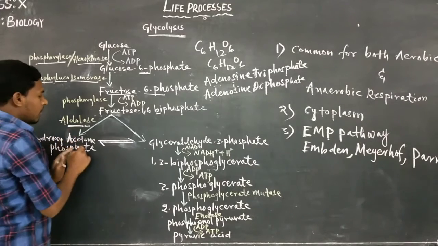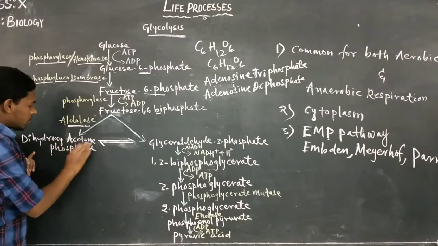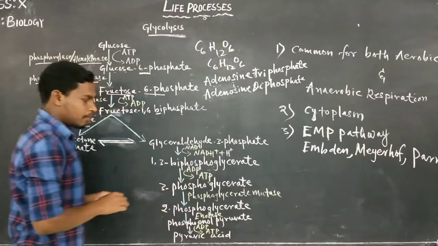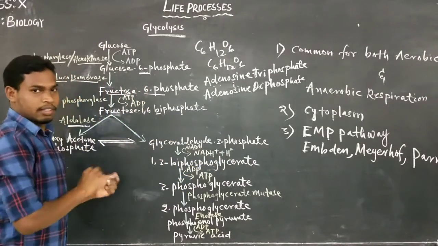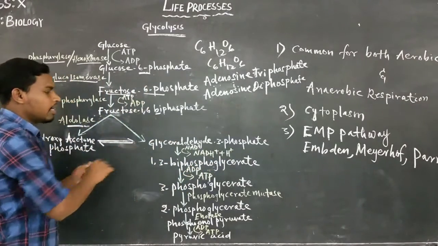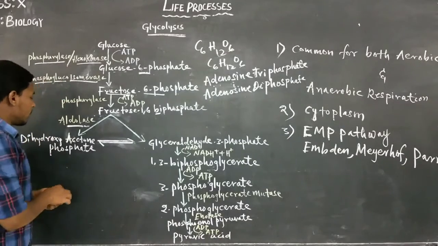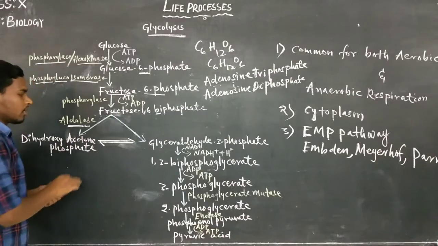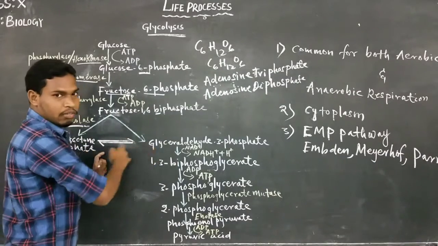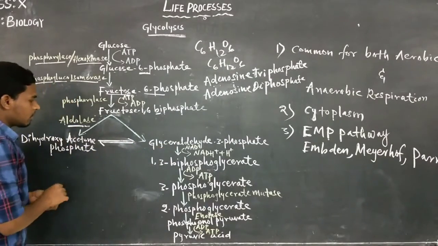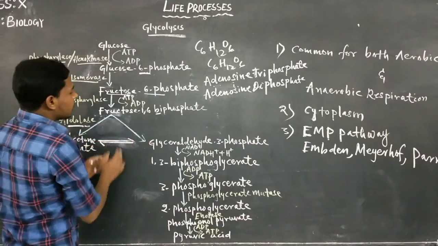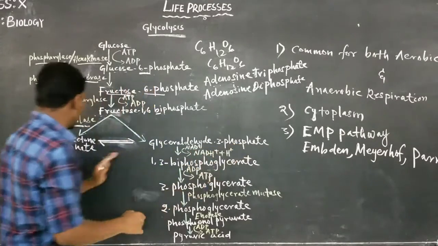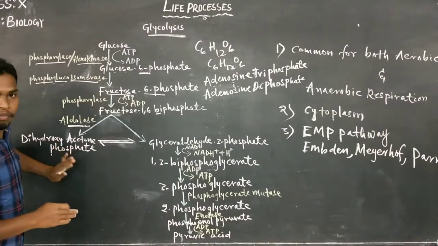Okay. Next, this dihydroxyacetone phosphate and glyceraldehyde 3-phosphate, they can interchange. That means they are interchangeable. This can be converted into this, and this can be converted into this. That's why they are isomers of each other. Okay. From here we continue with glyceraldehyde 3-phosphate, and we will keep a full stop here.